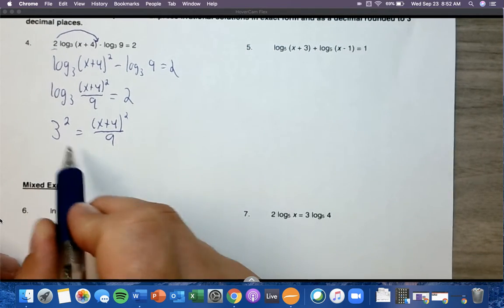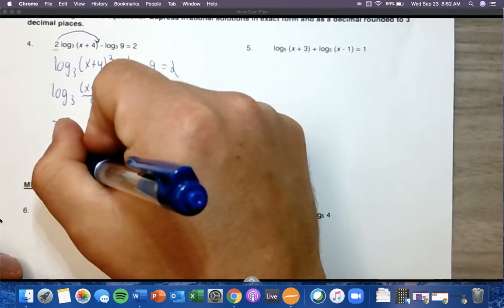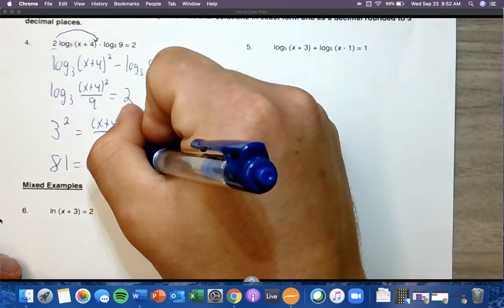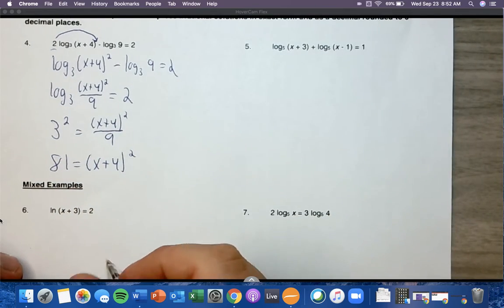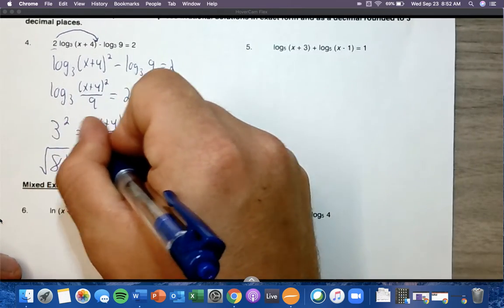If we multiply this 9 over, 9 times 9 is 81. And that's going to be equal to x plus 4 squared. What we can do here now is take the square root of both sides.